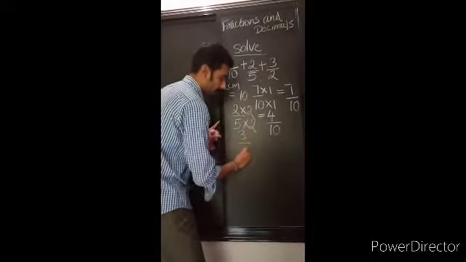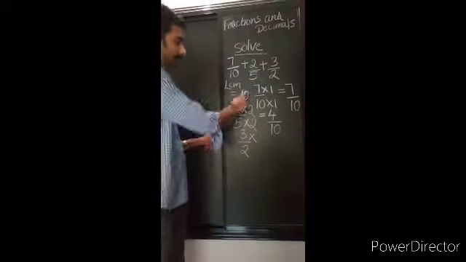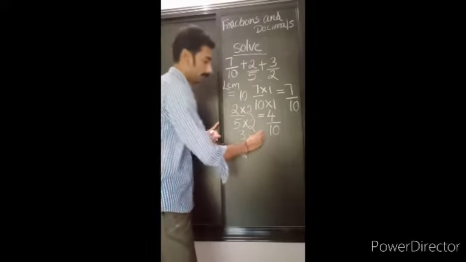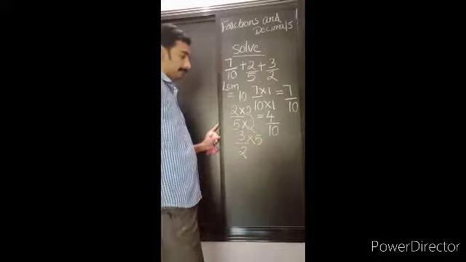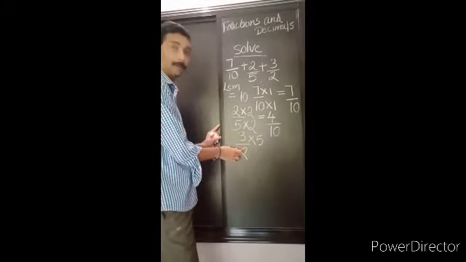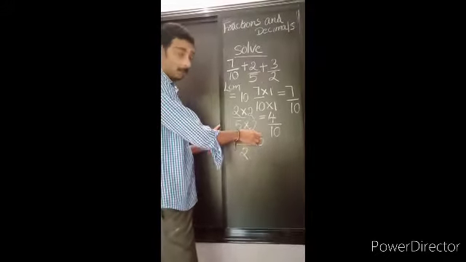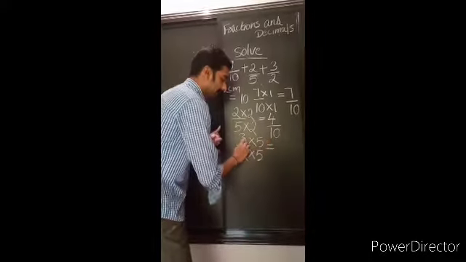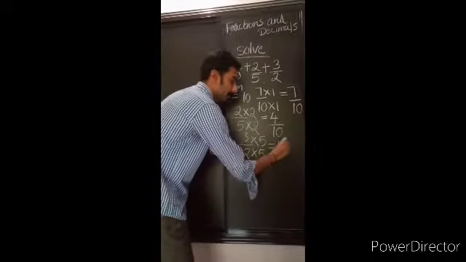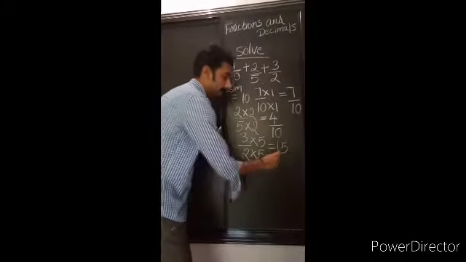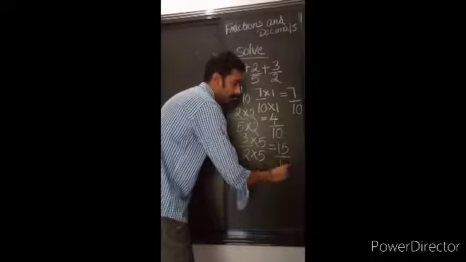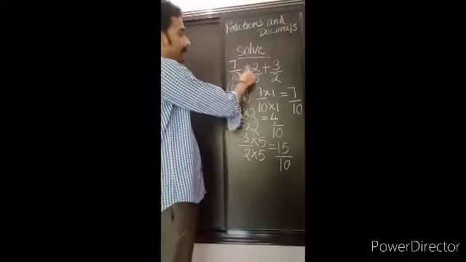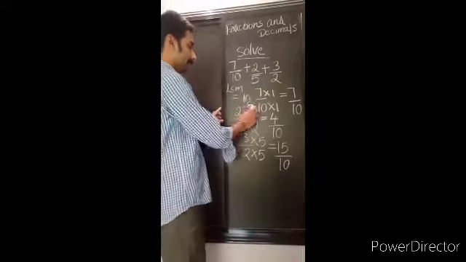3 by 2, 10 divided by 2, 5. 5 multiply numerator and denominator. 3 into 5, 15 by 2 into 5, 10. Then add. What is the answer?